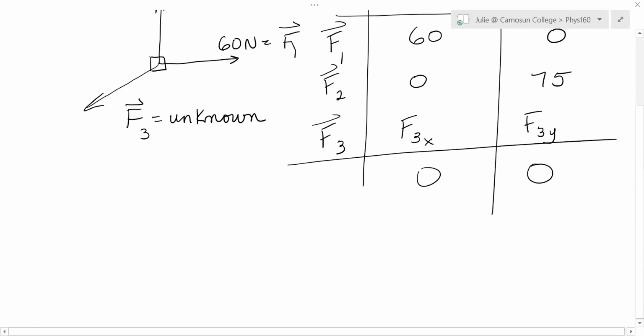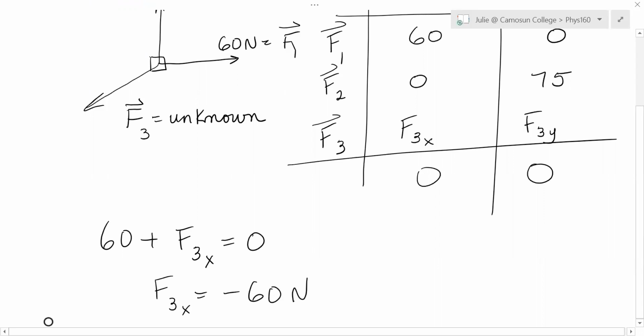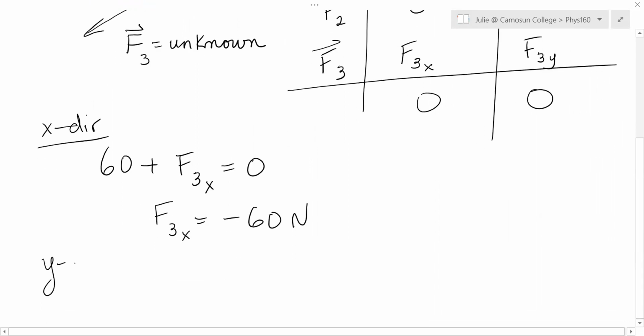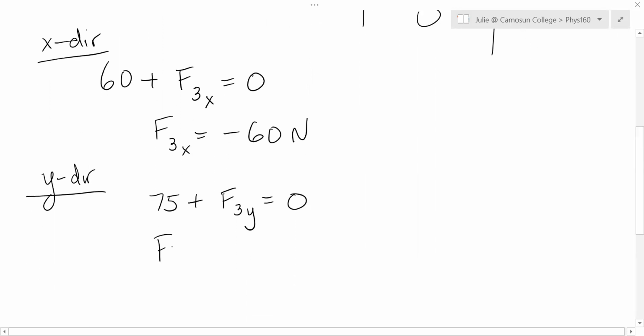Okay, so we know moving down the x column that 60 plus F3x must be 0. So F3x must be negative 60 newtons. So this is the x direction, and you have to do these separately. And then the y direction, we have that 75 plus F3y must be 0. And so F3y must be negative 75. That's how I know it's down there in the third quadrant.